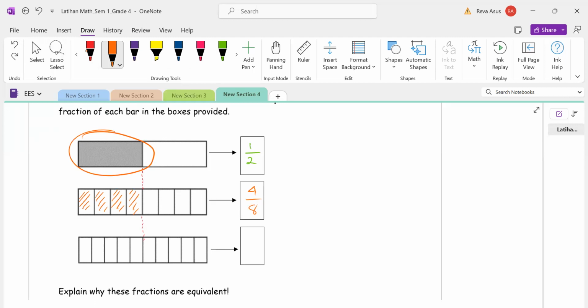When half bar is divided into... how to say this? We will say this is part. When one shaded part is divided into 4 equal parts here, so it would be 4 shaded parts out of 8 parts for the total. And then this is one unshaded part.